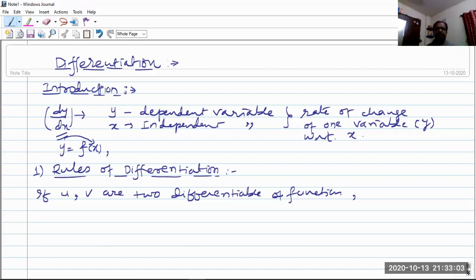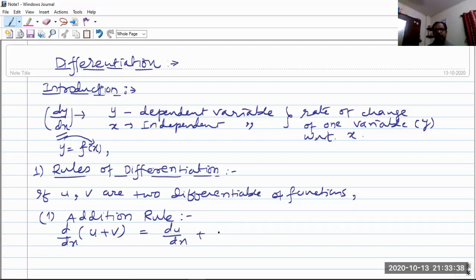So if u and v are differentiable functions, then we can have the rules of differentiation. What are the rules of differentiation? Let us see one by one. The first one is called the addition rule. What do we mean by addition rule? Let us see. Addition rule means what? d by dx of u plus v, that is, the derivative of the sum of two functions of x, is very simple. It is just the sum of the derivatives of the functions u and v, that is du by dx plus dv by dx.